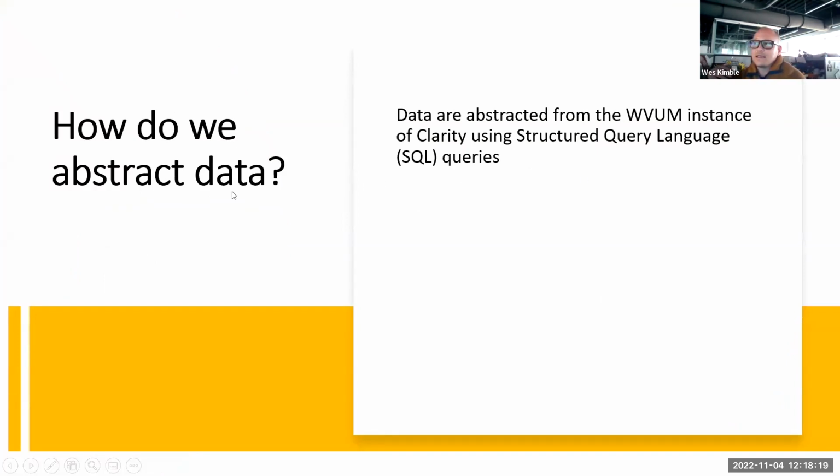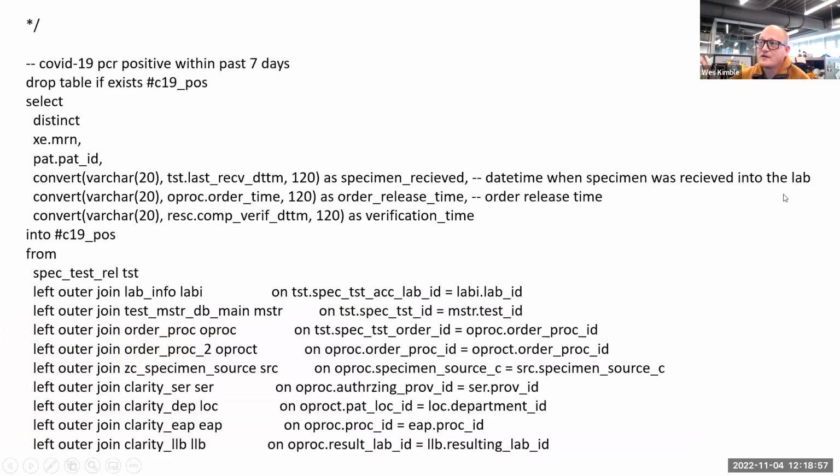So this is just sort of a, how do we abstract data? And the reason for this slide, I've presented these kinds of slides before, and we often get the question of why is it taking so long to get my data? Well, the reason being is we've only got so many data analysts and we have a large amount of requests. And what a lot of people don't realize is that we actually have to write SQL or structured query language, which is a type of coding in order to abstract these data from Clarity. And here's an example of what that looks like that every one of our analysts have to write.